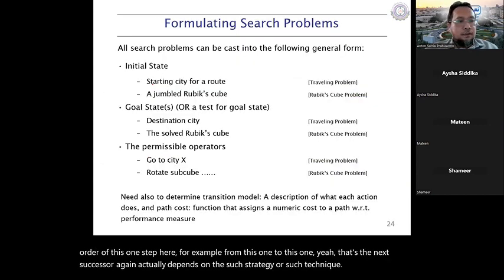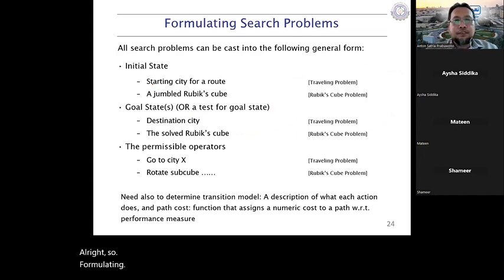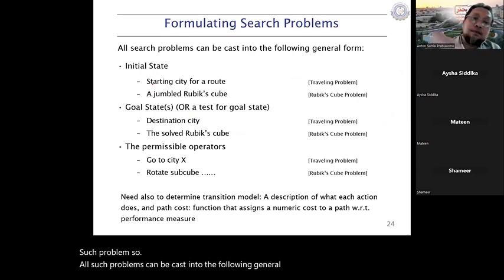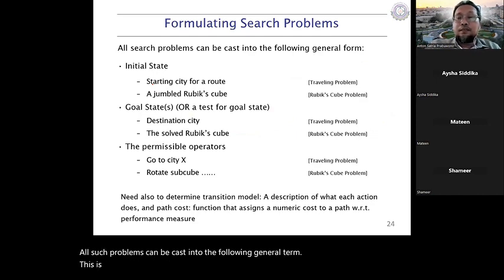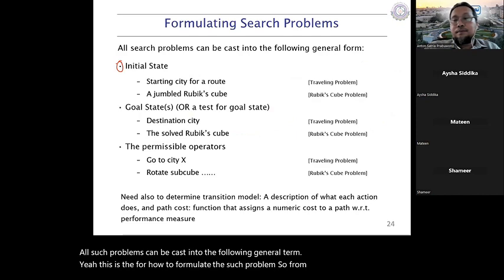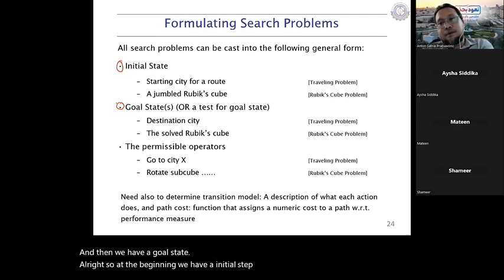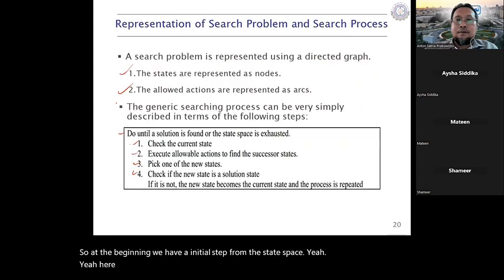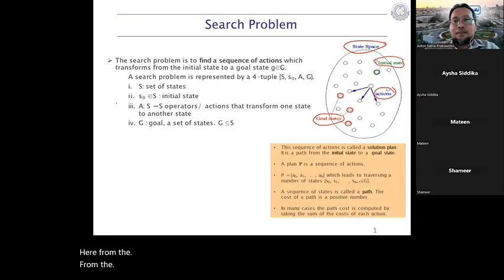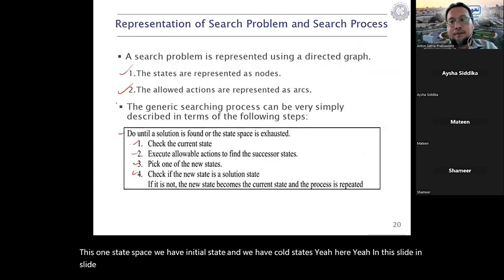All right, so formulating a search problem. All such problems can be cast into the following general terms. This is how to formulate the search problem. From the state space, we have an initial state and we have a goal state, here in this slide, slide number 19.